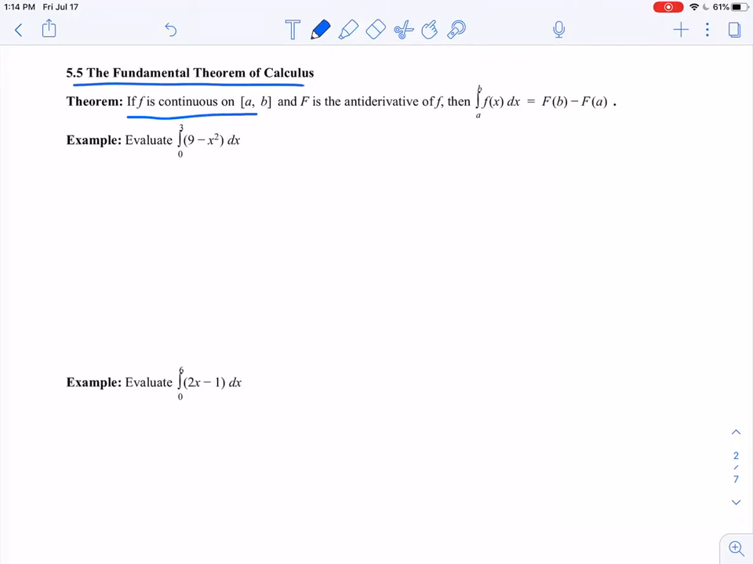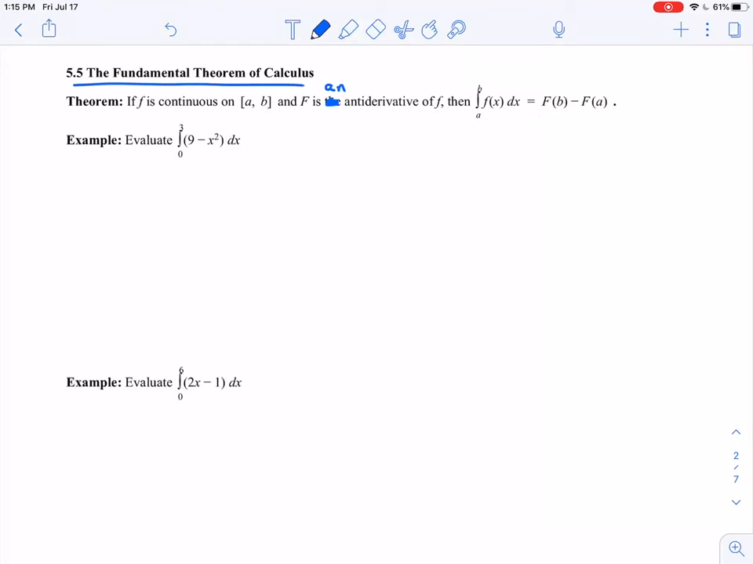If f is continuous on a closed interval a to b, and capital F is, I won't say the antiderivative, I'll say an antiderivative, doesn't matter which one. F is an antiderivative of little f. Then I can evaluate the definite integral from a to b of f of x dx by looking at capital F of b minus capital F of a.